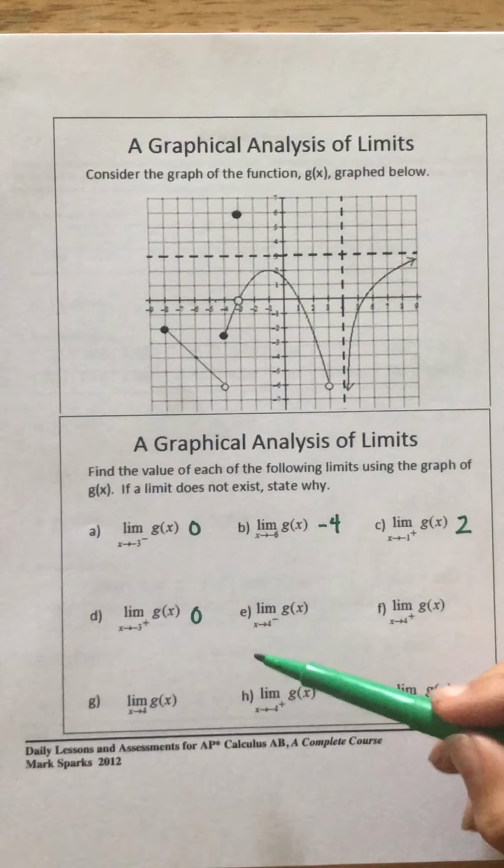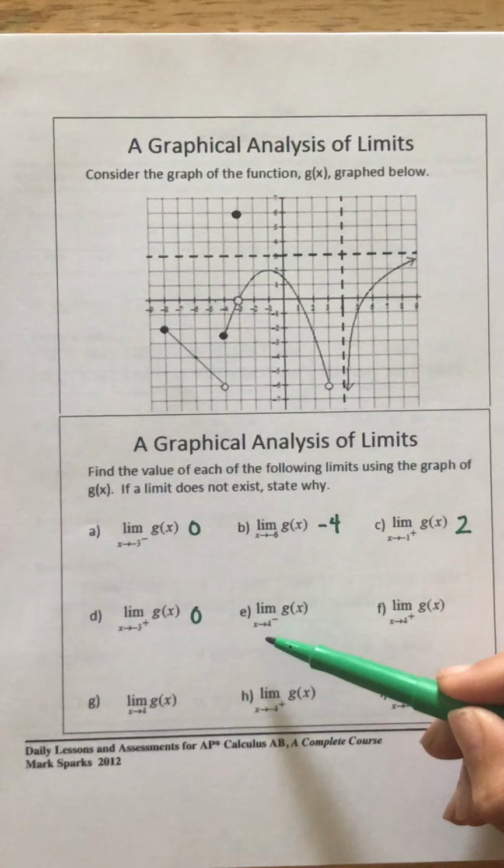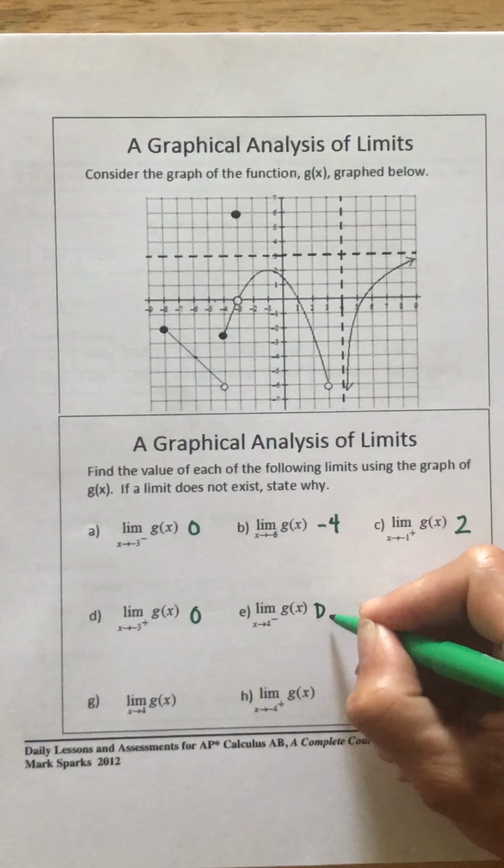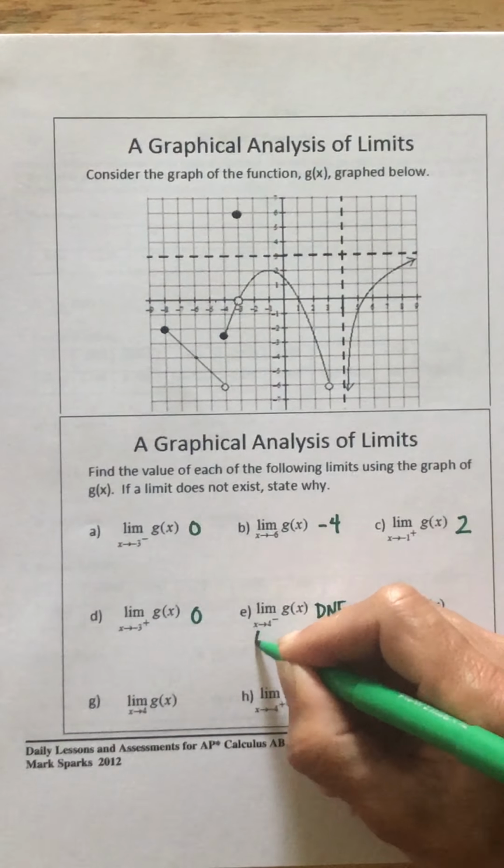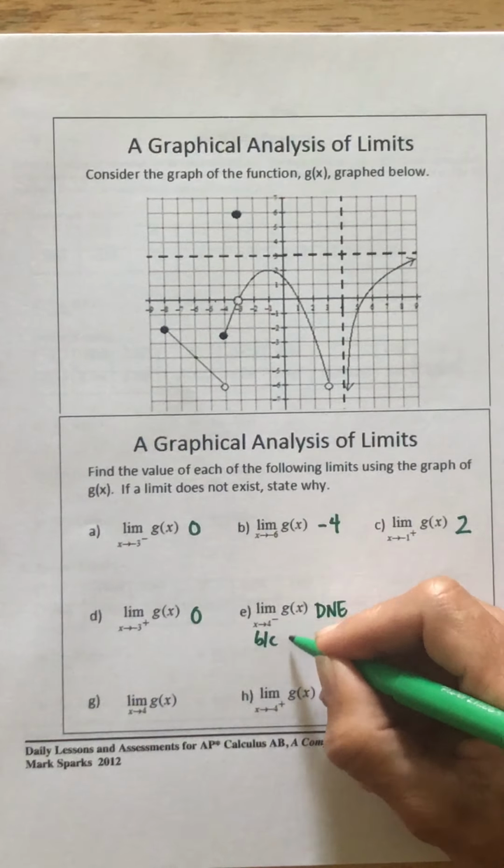Let's see. Letter E. Oh, this was a weird one. All right, x approaches 4 from the left. All right, so this is 4. And, you know, we're looking here from the left. Now, it doesn't approach 4 because it stops here. So there's no value as it's getting closer to 4. So that's a weird one. Okay, it doesn't exist because there's nothing there.